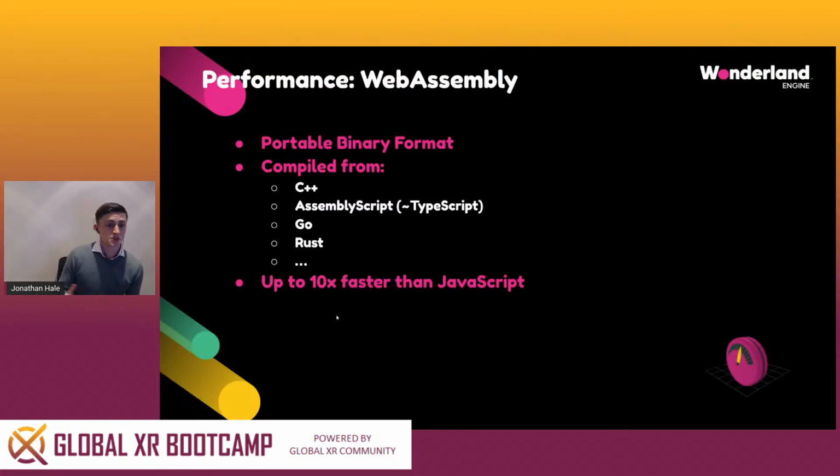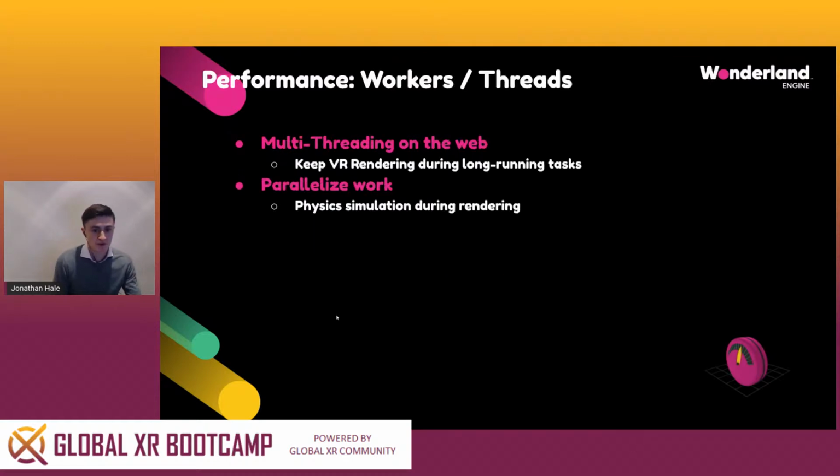WebAssembly is supposed to be up to 10 times faster than JavaScript. And I've seen a lot of numbers here. It ranges from 2 to 30 times. So it obviously very much depends on what kind of code you have and what kind of use case. But generally, it is by default at least 2 times faster than your JavaScript.